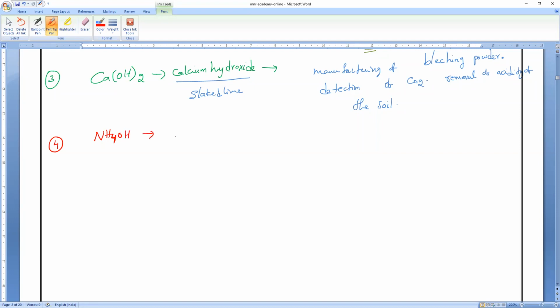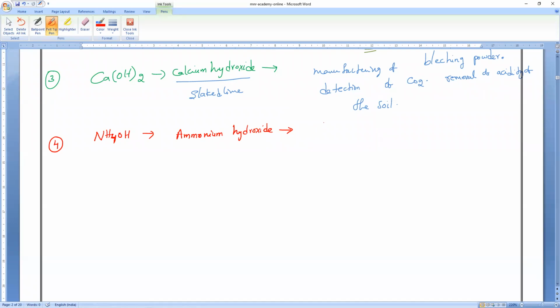So next one is ammonium hydroxide. All of you write it. Ammonium hydroxide. Mr. Arul also. Arul, you also have the same information. You and Rohit, both of you.